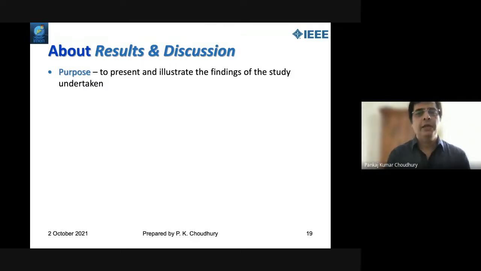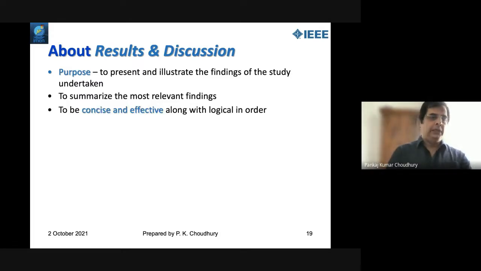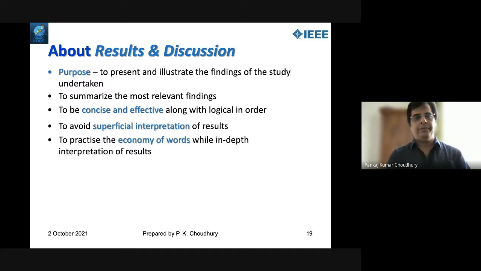The purpose is to present and illustrate the findings of the study undertaken. So one must summarize the findings with figures and tables. One should be able to describe each of the results with the emphasis on the observations that are most relevant. Okay, these must be summarized in a concise and effective form. One has to summarize all the results in a logical fashion, in a logical order.